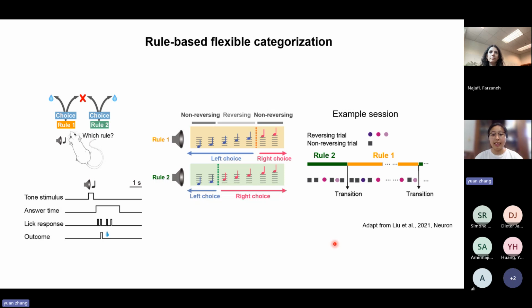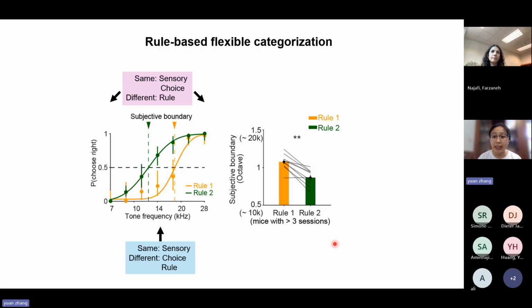And so this is our task design. When mice learn that behavior, we can get these two psychometric curves, which is rightward choice performance as a function of the frequency, with middle choice separate, as is shown here. With this behavior, we have the non-reversing trials. They share the same sensory choice, but the rule is different. And also we have the middle reversing trials. They share the same sensory, but a different choice based on different rule information. And we can get the animal's subjective boundary here. When mice learn it, they can separate these two rules based on their own boundary, which means the animal learned this task.